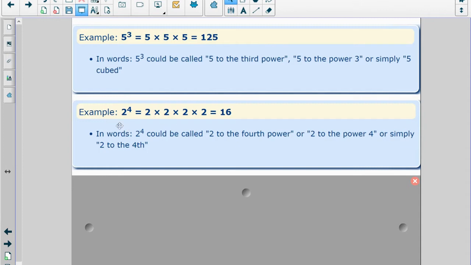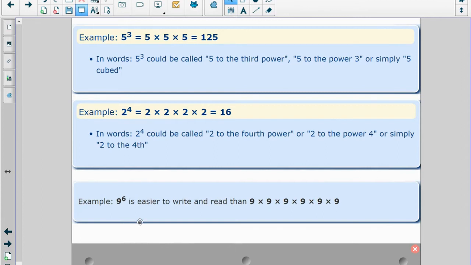Here's another example where we have 2 raised to the fourth power, which we don't really have like a special word like squared or cubed when something is raised to the fourth power. We can just say 2 to the fourth power, 2 to the power 4, or simply just 2 to the fourth, kind of as a little shortcut. You don't have to say the word power. And that just means you're multiplying the base of 2 together 4 times to get 16.